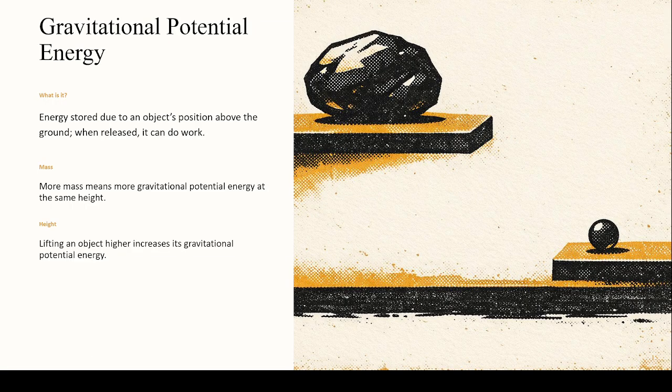Can you recall what the factors were for kinetic energy? The two factors that affect kinetic energy: speed and mass. Yes, the same mass, but the difference is speed versus height, because kinetic energy is because of motion and gravitational is because of the position, which is height.